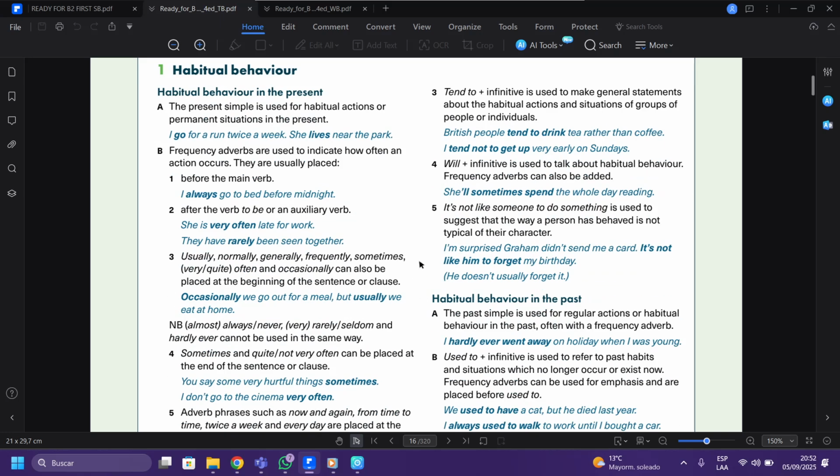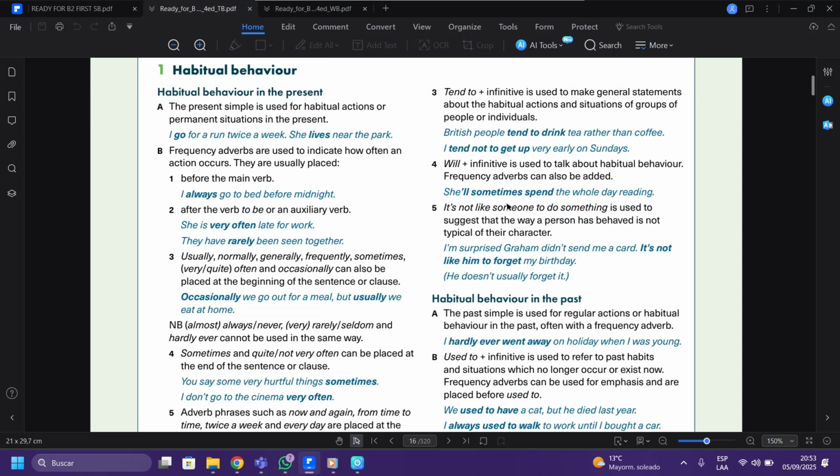And then we have number 3 in this part. "Tend to": we use it plus the infinitive of the verb to make a general statement about the habitual actions and situations of groups of people or individuals. For example, British people tend to drink tea rather than coffee. Or, I tend not to get up very early on Sundays. That is the way that you can use it.